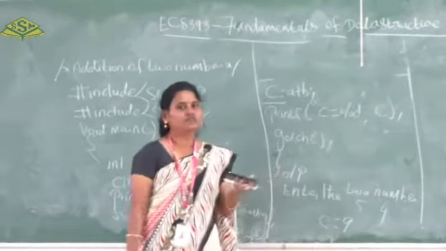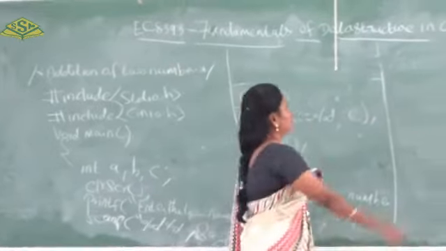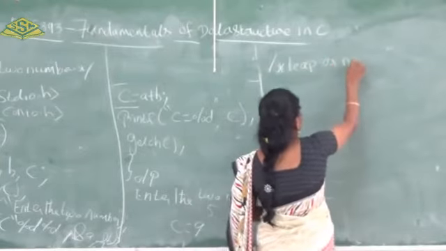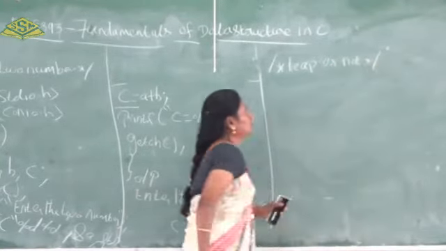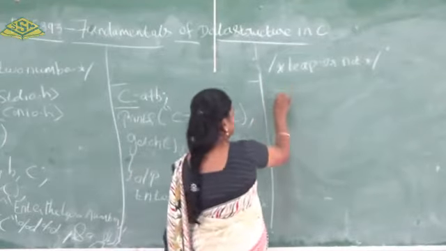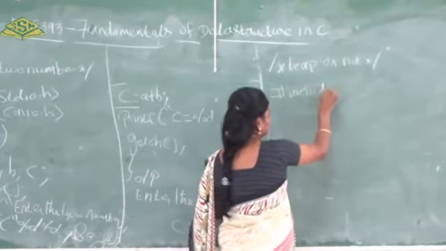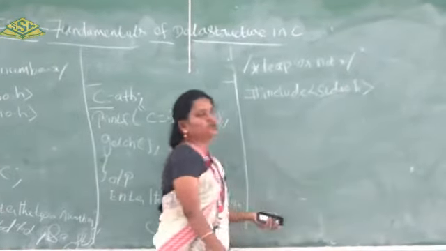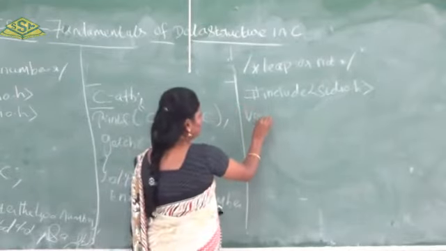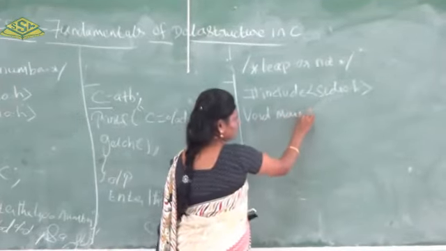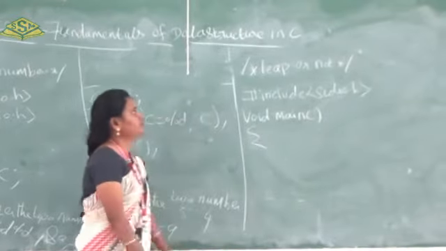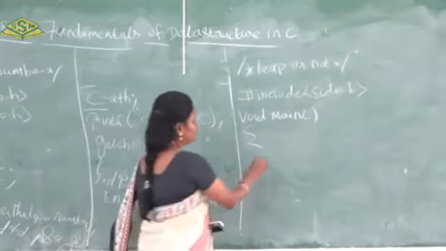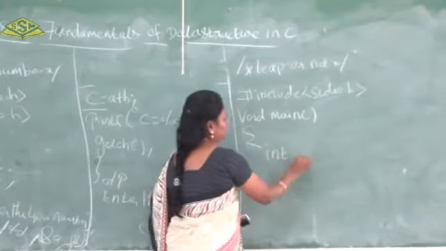Then we can see the program using the if statement. For that, we create a program for checking whether a year is a leap year or not. As usual we have to include the header files, stdio.h and stdlib.h. After that we give void main. In this leap year program we have to check whether the year is a leap year or not, so we have to declare a variable. I am going to declare an integer variable n.